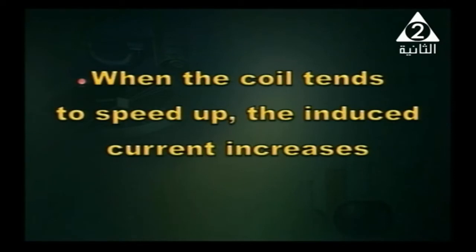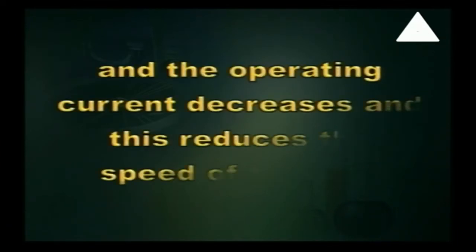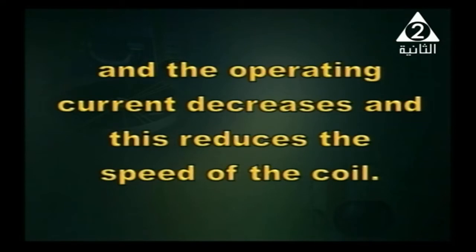When the coil tends to speed up, what happens to the induced current? The rate of cutting increases, so the induced current increases, of course. Of course, the induced current and induced EMF are proportional to the rate of rotation of the motor. And the operating current decreases, and this reduces the speed of the coil when it tends to speed up.